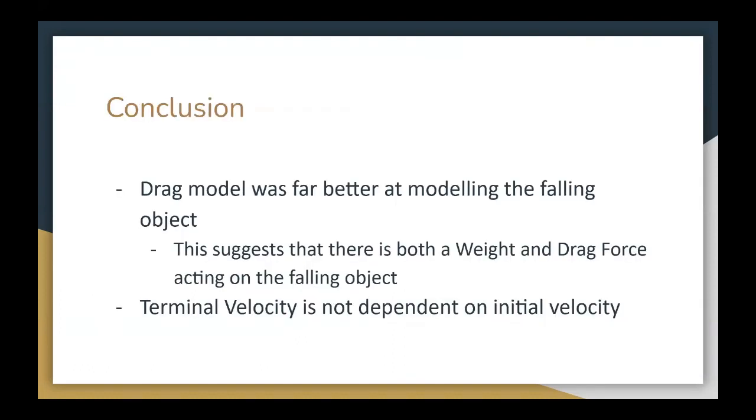And so in conclusion, we found that the drag model was far better at modeling the falling object motion. And this suggests that there's both weight and drag force affecting the object. And we also found that terminal velocity is not dependent on initial velocity.